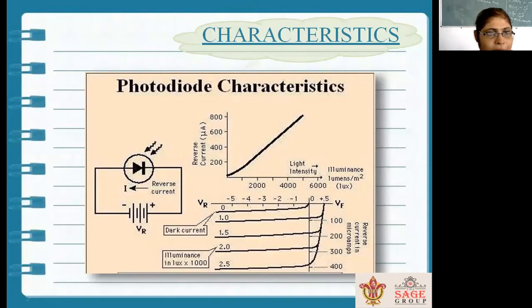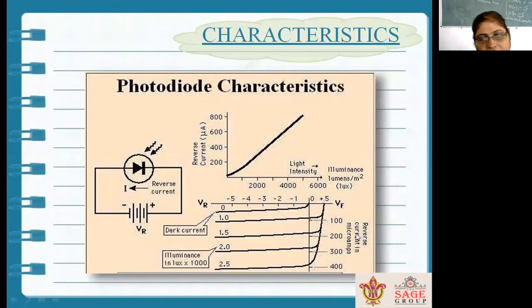This is in microamperes. Now see here the characteristics between the reverse current and the illuminance, that is the light intensity. Lumen is the unit of light intensity, denoted by lumen per meter square. With the increase in the light intensity, you can see the reverse current is going to increase. This one is the characteristic.